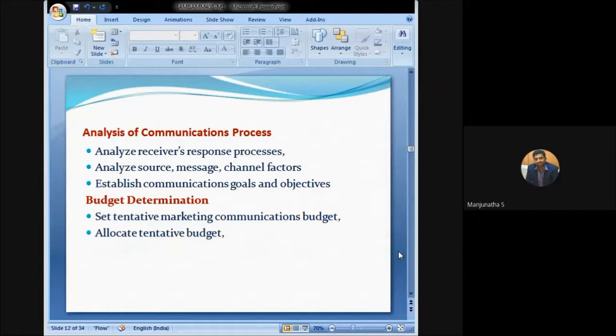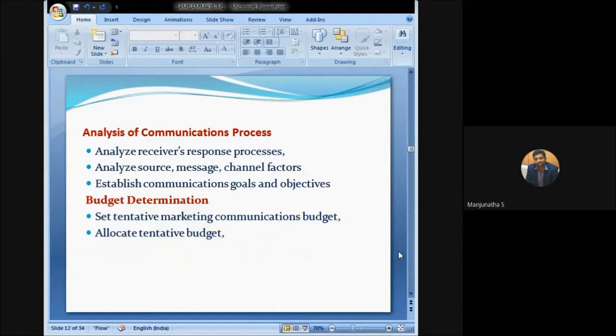Then moving to the second point under the analysis of communication process, that is analyzing sources, message and channel efforts. We need to analyze the sources of information, what message the advertiser is passing to the customer or viewers or audience, and also which channel, and what is the reputation of the channel in this market. All this needs to be analyzed as a communication process.